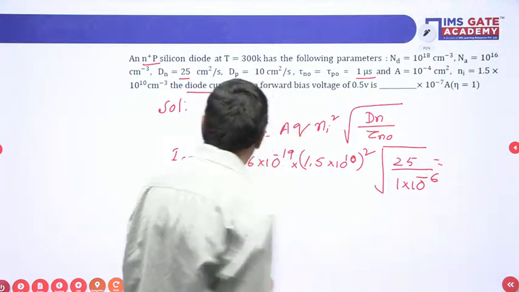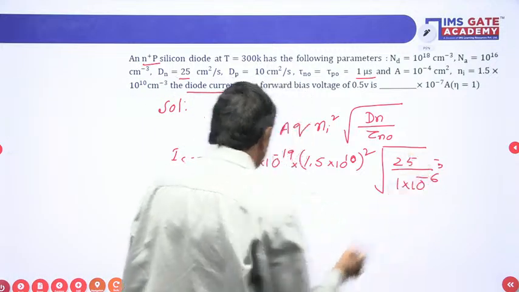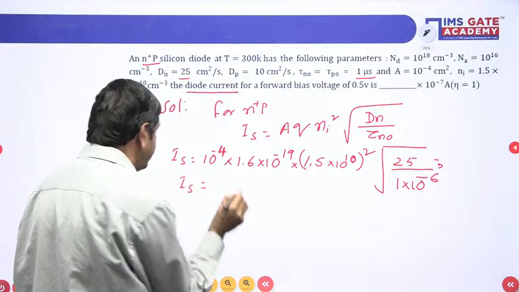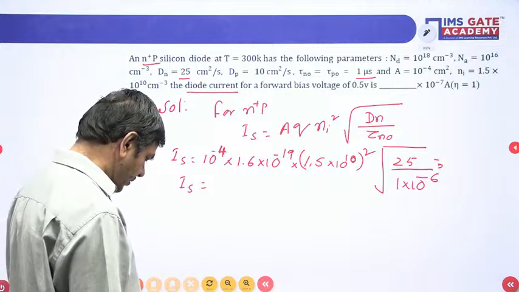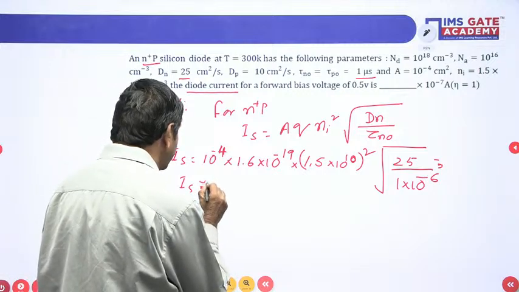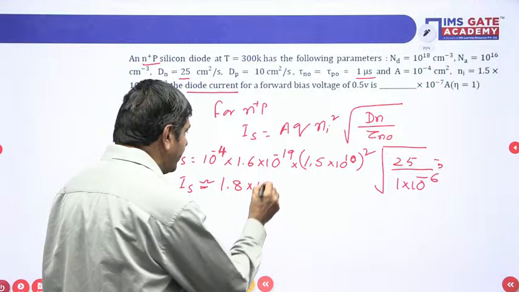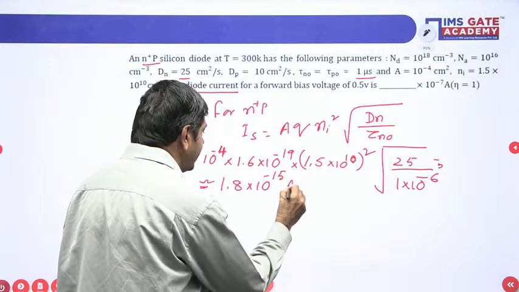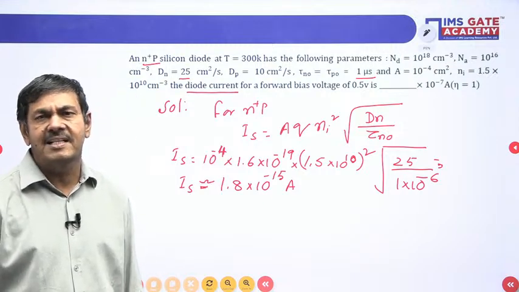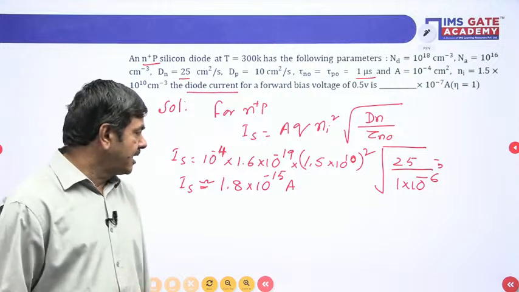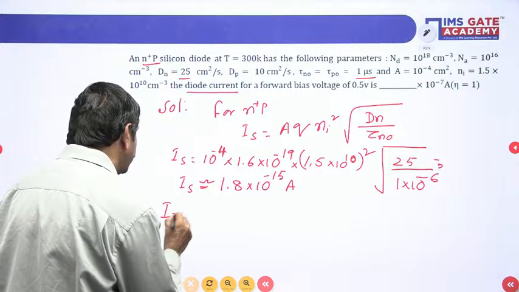Now you calculate what Is is here. Is value comes approximately as 1.8 into 10 power minus 15 amperes. Reverse saturation current is always very small, 10 power minus 15 means very little current flows, the reverse saturation current. By using this reverse saturation current you can determine the diode current equation, the diode current.